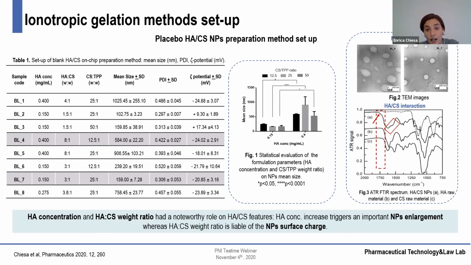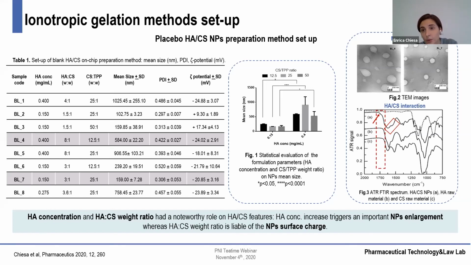Statistically analyzed results revealed the important role of hyaluronic acid concentration and the ratio between hyaluronic acid and chitosan on the nanoparticle features. In particular, at first instance, an increase in hyaluronic acid concentration triggers an important nanoparticle enlargement, while the ratio between hyaluronic acid and chitosan is a determinant of the nanoparticle surface charge.